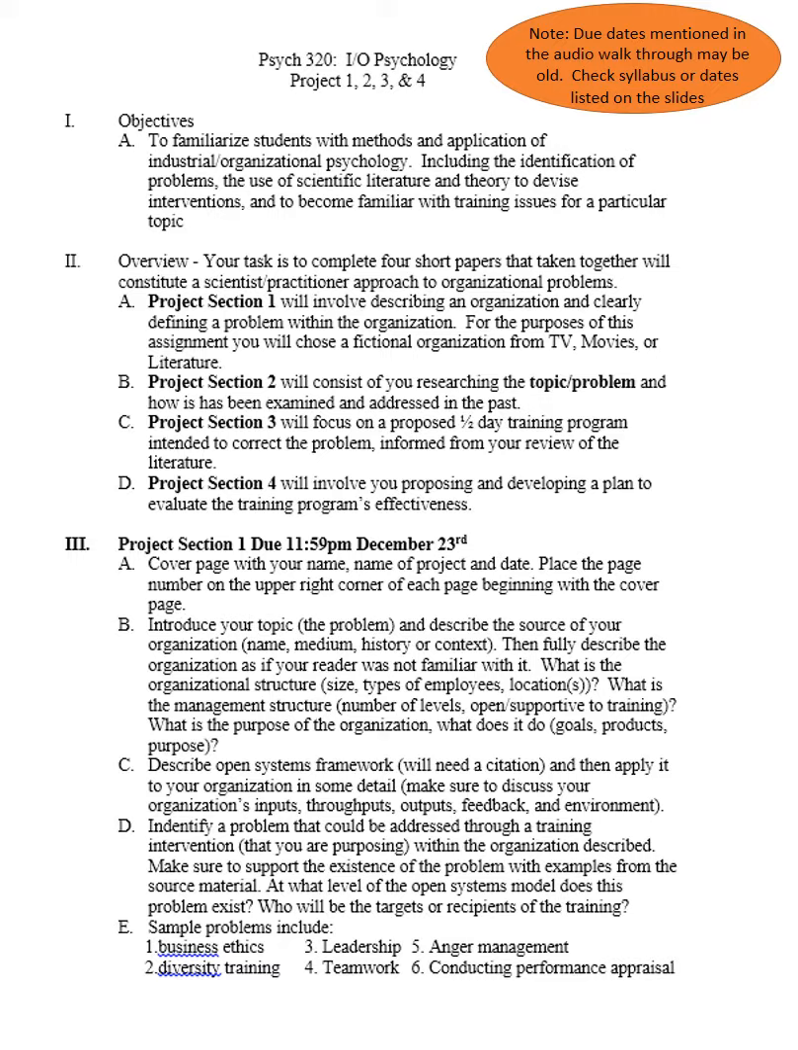So, identify a problem that could be addressed through training and intervention within the organization described. Make sure to support the existence of that problem with examples from the source material. At what level of the open systems model does this problem exist? So you don't need to start talking about how you're going to fix it, but you definitely need to identify it at this point. Give me an idea of where it is in the organization, and give me some examples from the organization that illustrate how this is a problem.